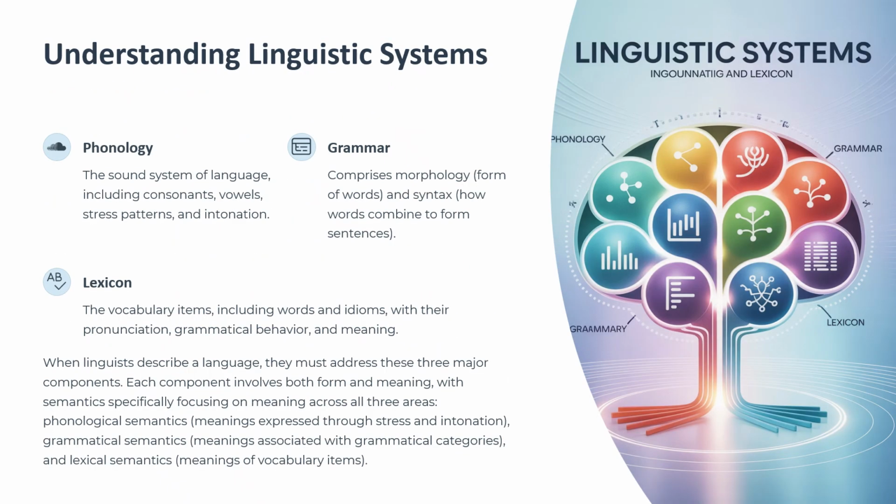Understanding linguistic systems: phonology, grammar, and lexicon. When linguists describe a language, they must address these three major components. Each component involves both form and meaning, with semantic specificity focusing on meaning across all three areas. Phonological semantics: meanings expressed through stress and intonation. Grammatical semantics: meanings associated with grammatical categories. And lexical semantics: meanings of vocabulary items.